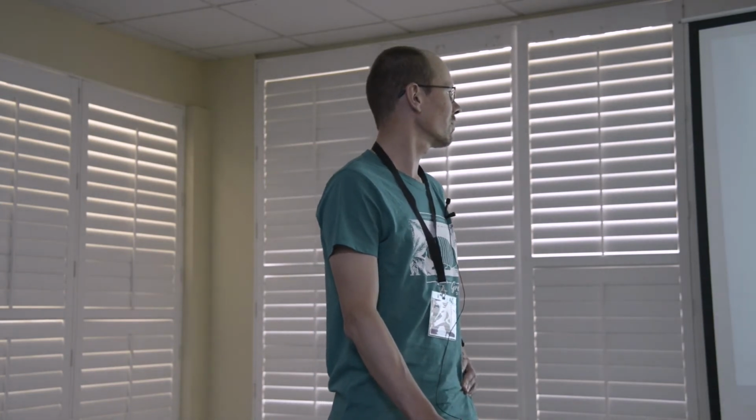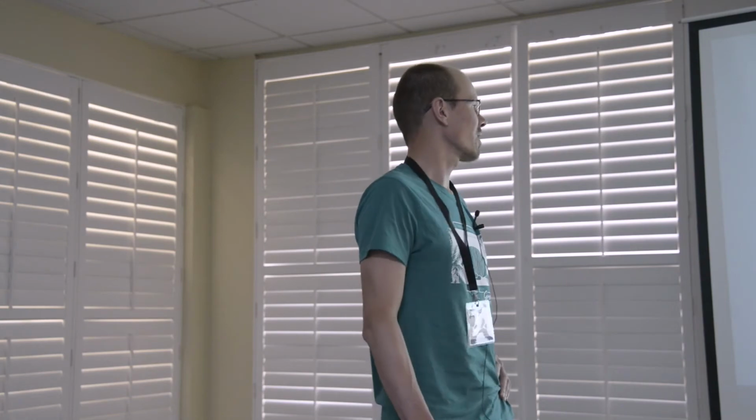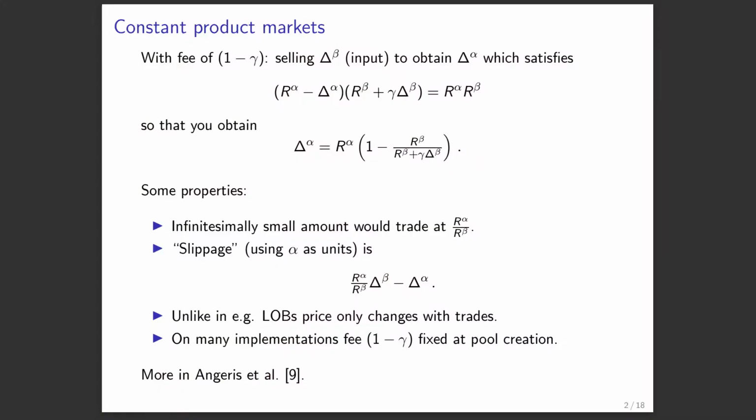They're relatively intuitive once you spend a bit of time thinking about that. The main property is that a tiny trade would trade at the ratio of the two assets, so you can think of the ratio effectively as the price. If you decide what your numeraire asset is, your slippage depends on the trade size, and the bigger the trade, the bigger the slippage will be. And typically there is a fixed fee that's fixed at pool creation, and we will focus on the fee a bit more in a moment.